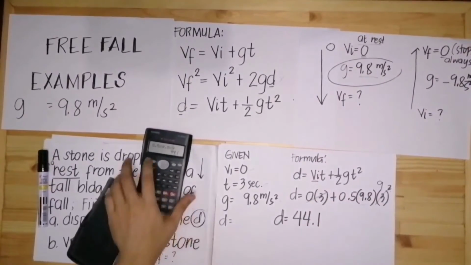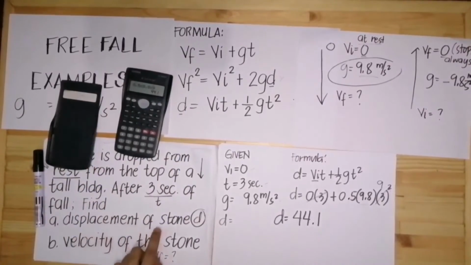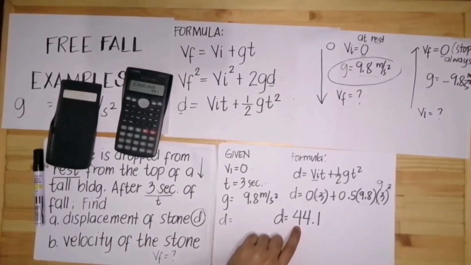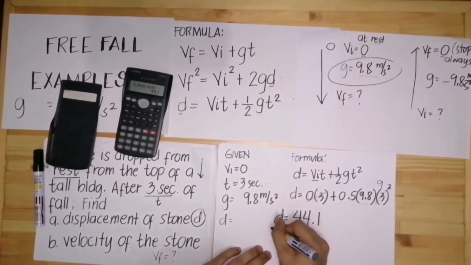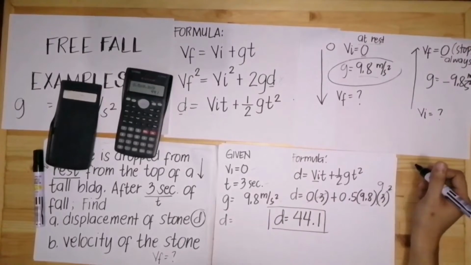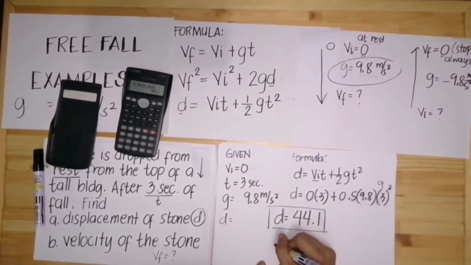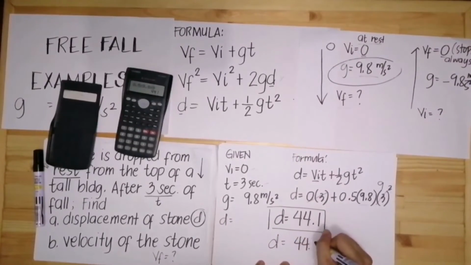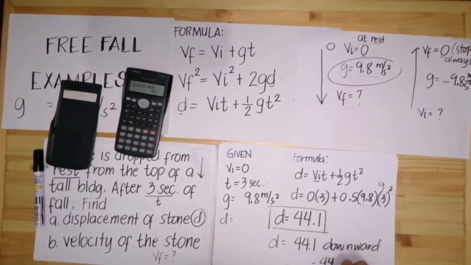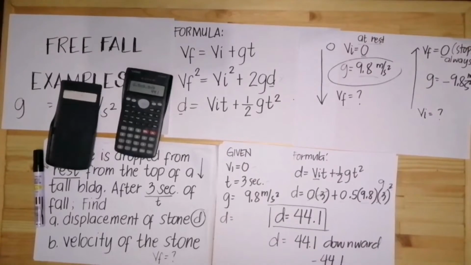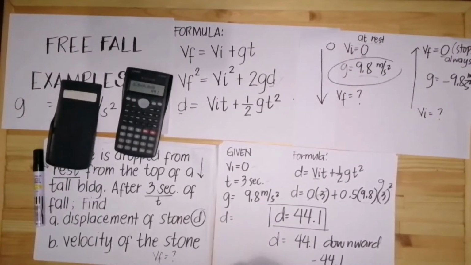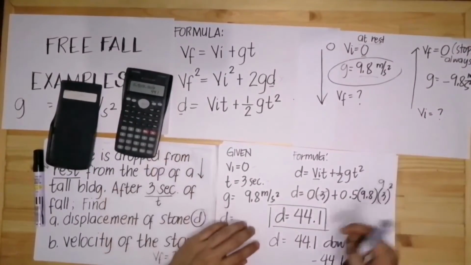Since ang hinahanap natin ay displacement of stone, ito yun na yung sagot natin. 44.1. Yan ay distance. Pero pag sinabi natin displacement class, kasi ang displacement is a vector quantity, kailangan meron siyang direction. Ang displacement natin ay 44.1 downward. Okay, pwede mo rin itong isulat na negative 44.1. Kasi ang negative, ibig sabihin ay downward din yan, kapag sa vertical motion. Pero pag distance lang, scalar quantity lang, you have to make your negative number as positive always. Kapag distance ang kailangan mo.